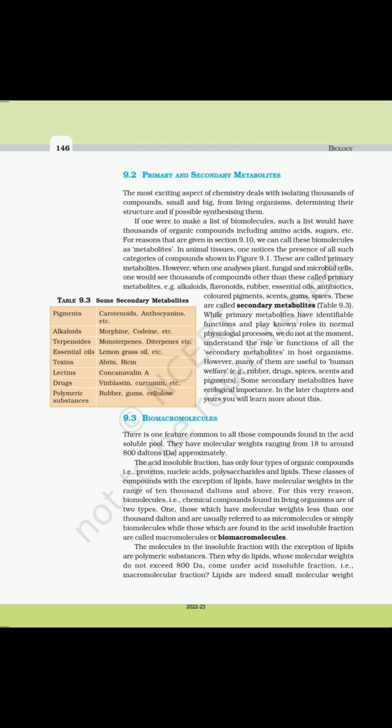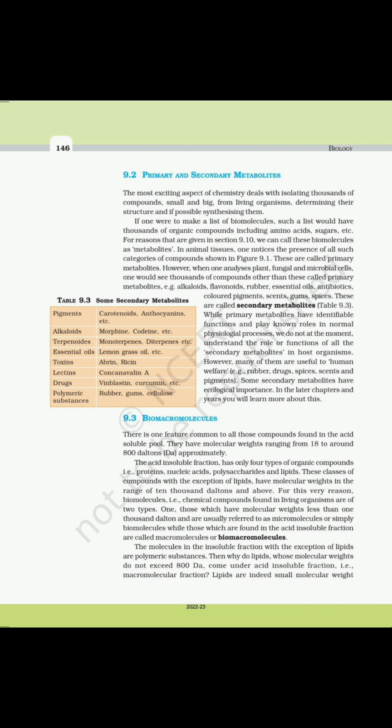Table 9.3. While primary metabolites have identifiable functions and play known roles in normal physiological processes, we do not at the moment understand the role or functions of all the secondary metabolites in host organisms. However, many of them are useful to human welfare, e.g., rubber, drugs, spices, scents, and pigments. Some secondary metabolites have ecological importance. In the later chapters and years, you will learn more about this.